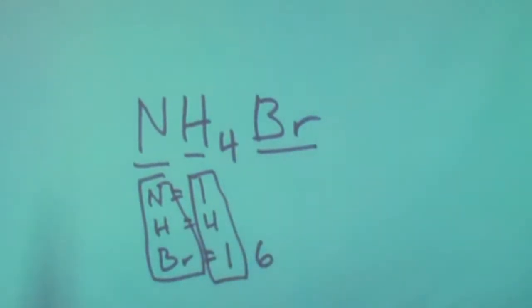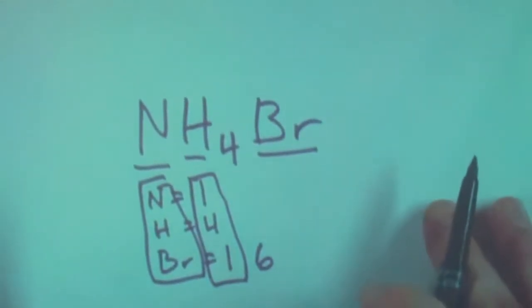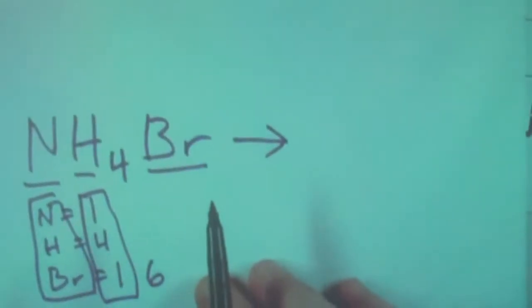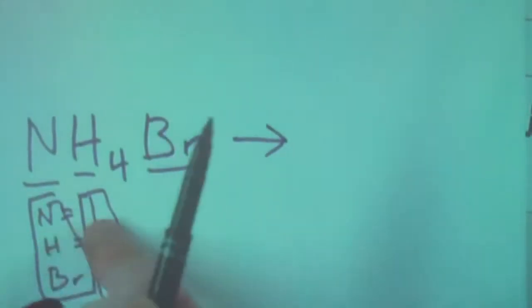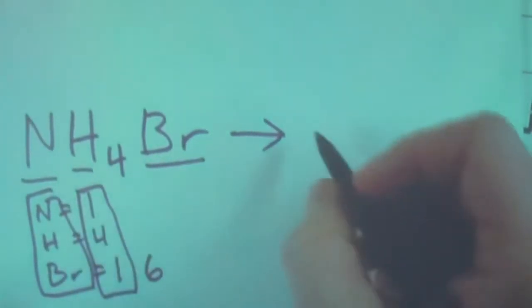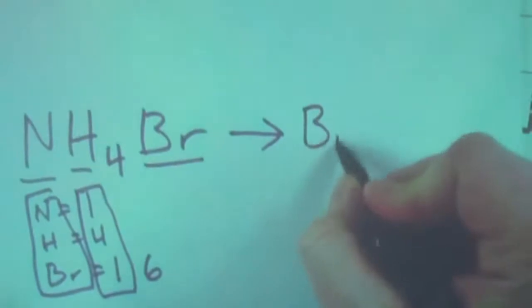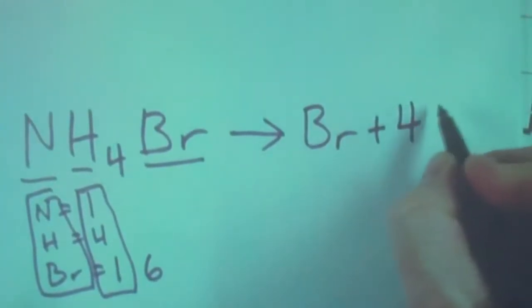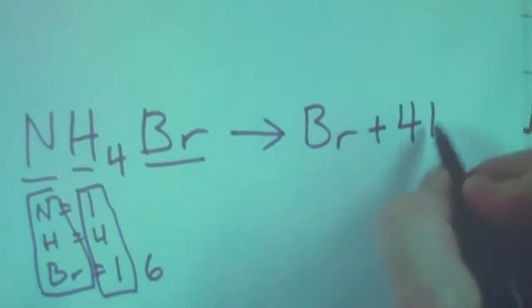So we get this. This is easy, correct? Now, in order to show the law of conservation of mass, I would have to have the same on each side. So I would need 1 nitrogen, 4 hydrogen, and 1 beryllium on this side. So it doesn't matter how they're arranged. I could do Br plus, and I could do 4, and let me mess it up, 4NH.